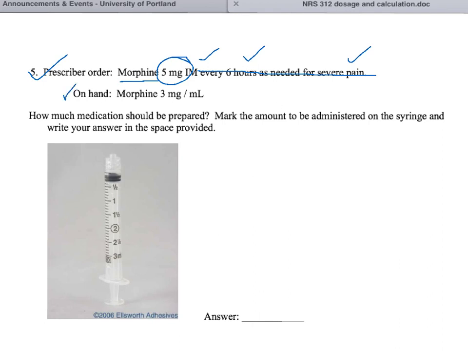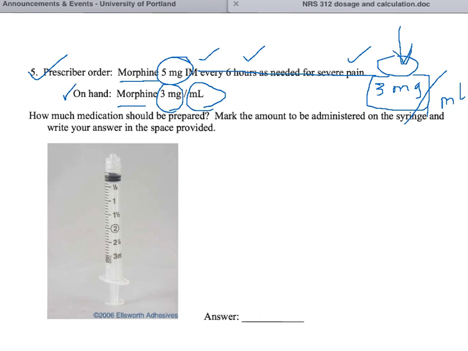What you have on hand in a vial, so we're going to draw a little morphine vial here, and this is full of morphine, and what you have on hand in this vial is 3 milligrams of morphine in 1 milliliter of fluid. That's what it says here. You have morphine, 3 milligrams per 1 milliliter of fluid. What's been ordered is 5 milligrams, and that's what you need to give. But what you have available in this vial over here is 3 milligrams per mil.